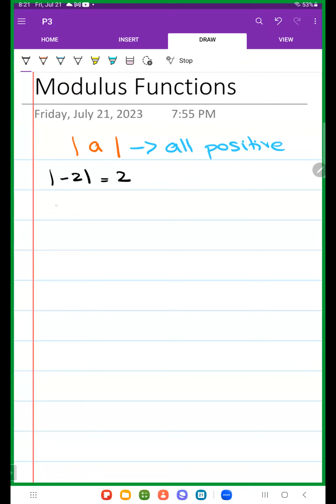All negatives become positive. So if I have a question of -2 -3, it will be -5. And when I take it outside the modulus, it will become 5.